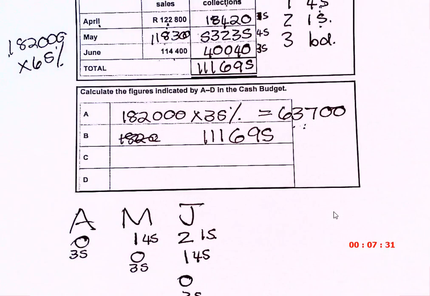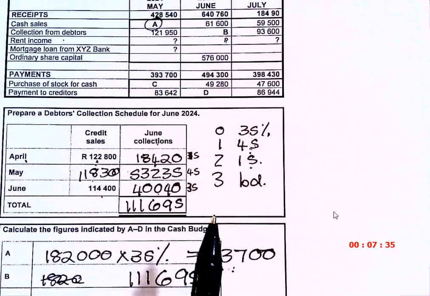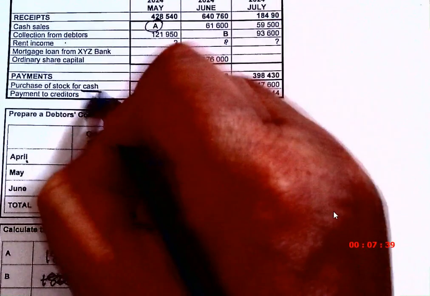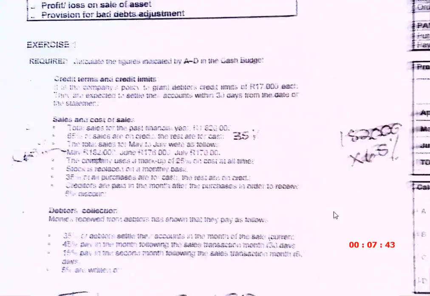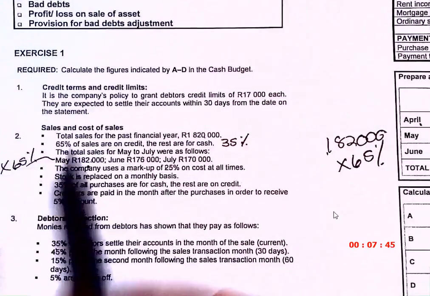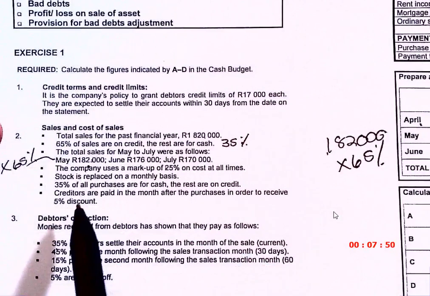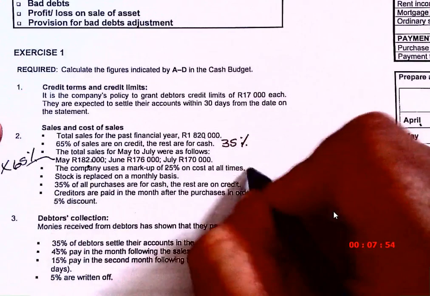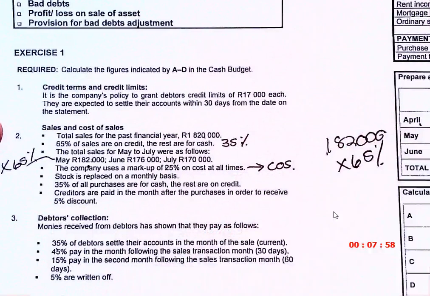So let's go on. Number C, I see, is the purchase of stock for cash. Right? So what do they tell me? They say total sales, blah, blah, blah. The company uses a markup of 25%, meaning I can calculate cost of sales.